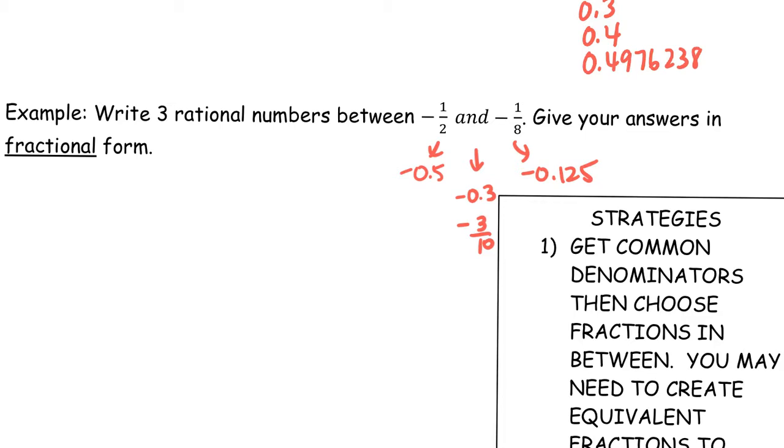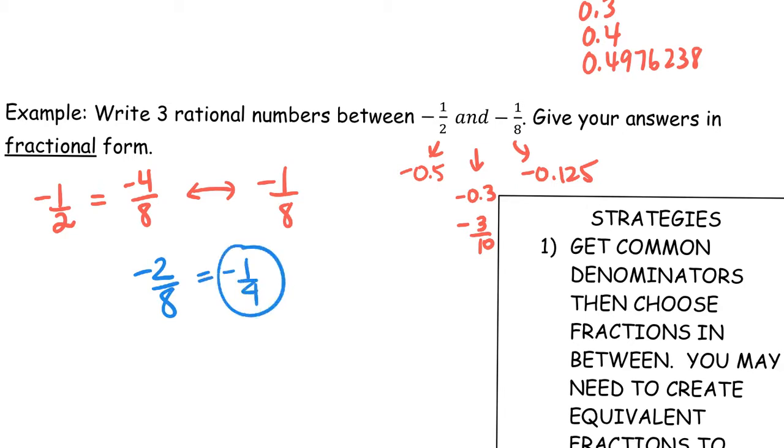Certainly go that way. Or we can get common denominators. So if I get equivalent fractions with denominators of 8, -1/2, multiply top and bottom by 4 gives me -4/8. So now I'm looking in between -4/8 and -1/8. If you look at your numerators, basically you're looking for numbers in between -1 and -4. So I've got -2/8. You will remember that you have to reduce those fractions. So this becomes -1/4. So there's 1 in between.